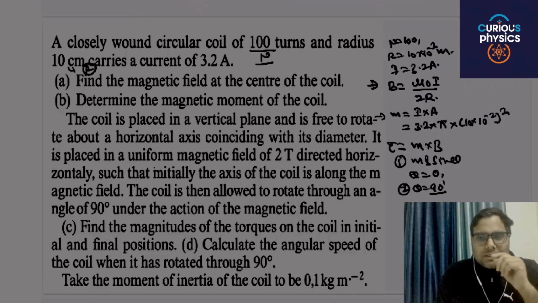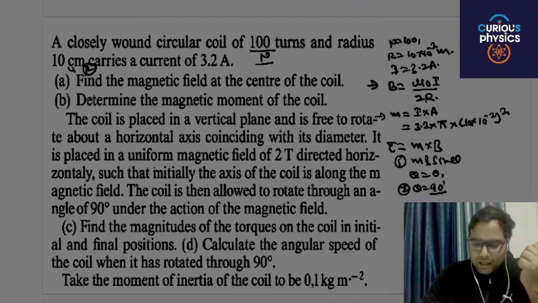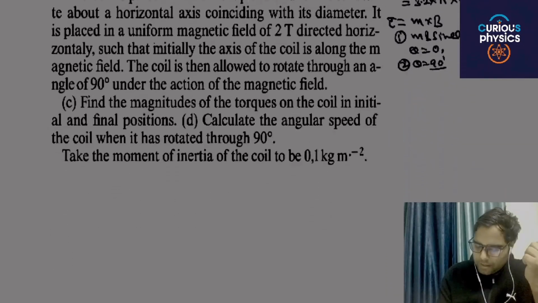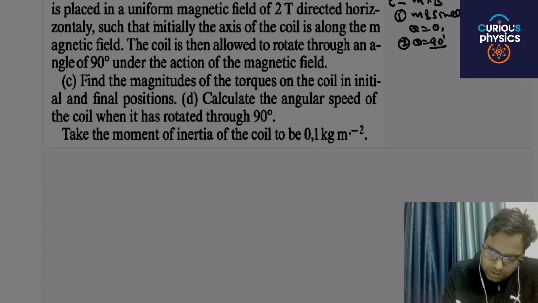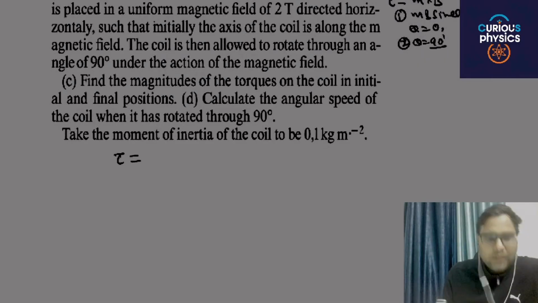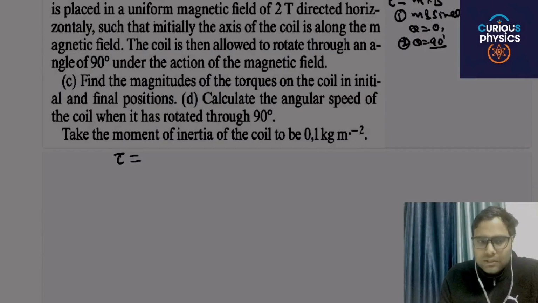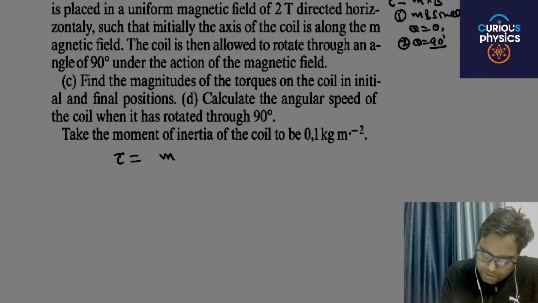The D part is related to mechanics. In this part, calculate the angular speed of the coil when it has rotated through 90 degrees. Take the moment of inertia of the coil to be 0.1 kg, or whatever the value is. But remember, my dear friends, we have just studied that the torque is MB sin theta.